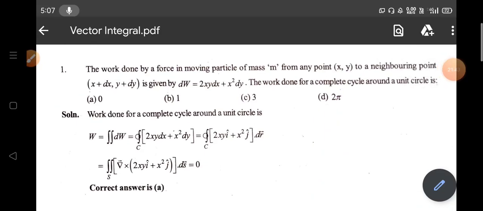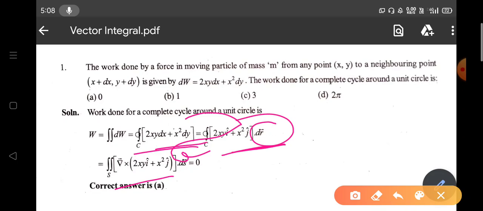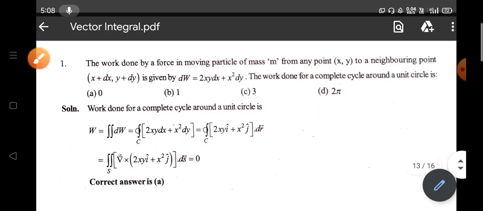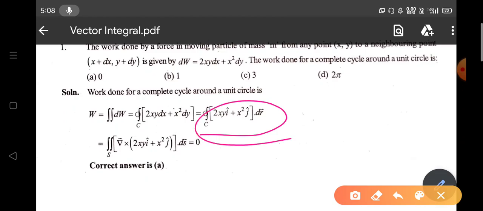So convert this closed integral over to the surface integral by applying Stokes theorem. So take that closed integral over 2xy dx plus x square dy as 2xy i cap plus x square j cap dot dr, because you are applying dot dr since you are writing in terms of x cap, y cap. dr is dx i cap plus dy j cap, so you can write it. This is the method of converting this line integral to the surface integral.